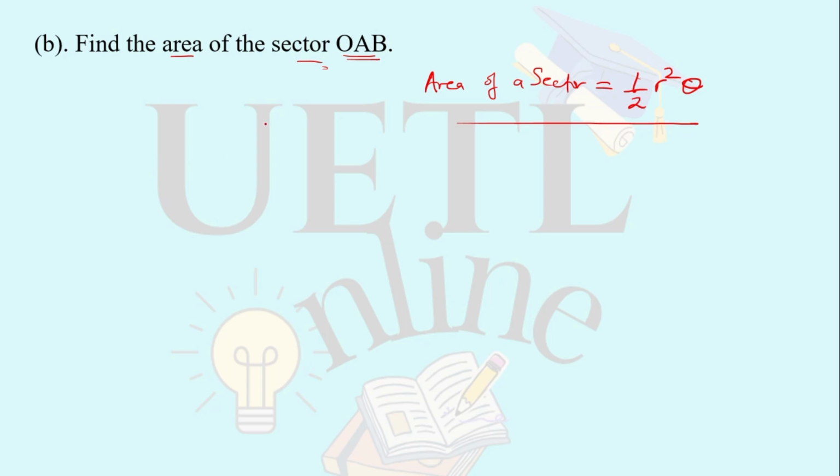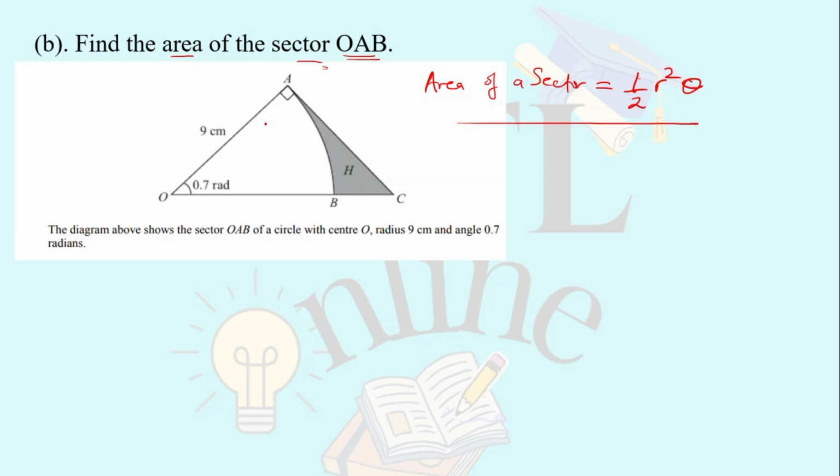Let's bring out our diagram. Here we can see that we only need r and theta. Our r is 9 centimeters, then our theta is 0.7. Let's say our area is represented by A. So the area is equal to half r squared theta. This is our formula, so we're just going to substitute. This is half, then our r is 9 centimeters, then our theta is 0.7.